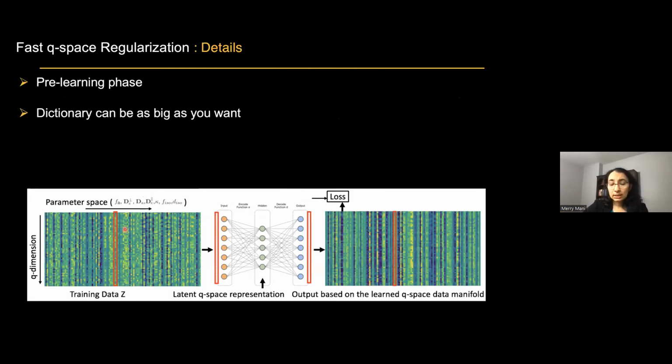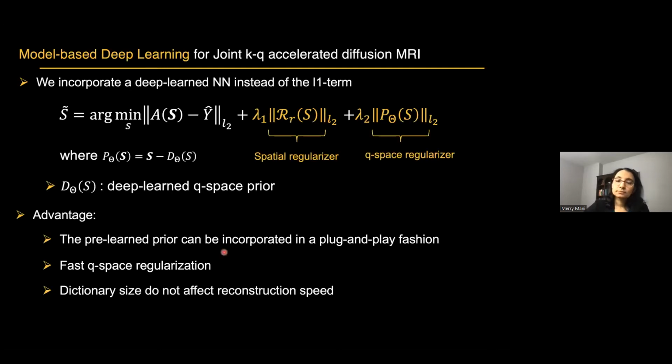So you can see that now we are talking about the pre-learning phase. The dictionary can be as big as you want, because the dictionary size is not going to influence the reconstruction. This only comes in the pre-learning phase. So you can use as much training data as you want.